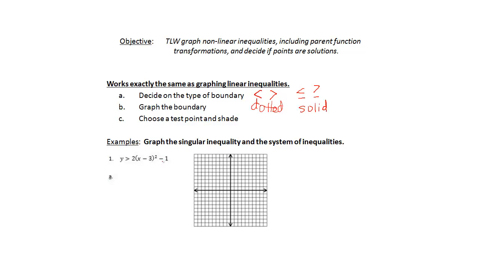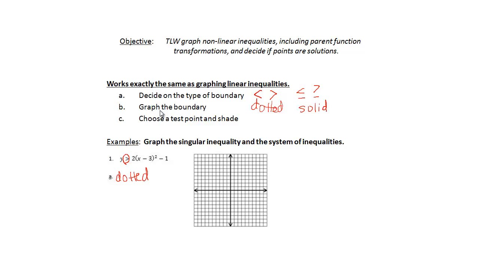So let's look at our first example. Graph the singular inequality, and the systems of inequalities on the next example. So this is just a single inequality. We notice that it is a quadratic, and for part A we're going to decide on the type of boundary. Well, because this is a greater than sign, it is going to be a dotted line. Okay, and so let's go ahead and graph this.